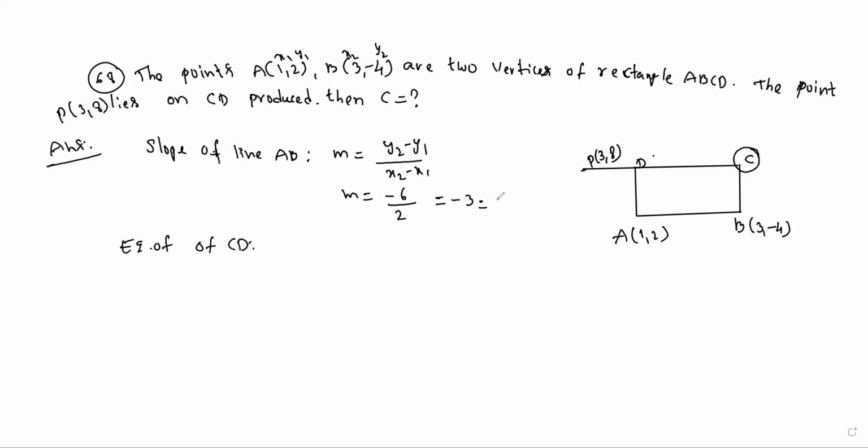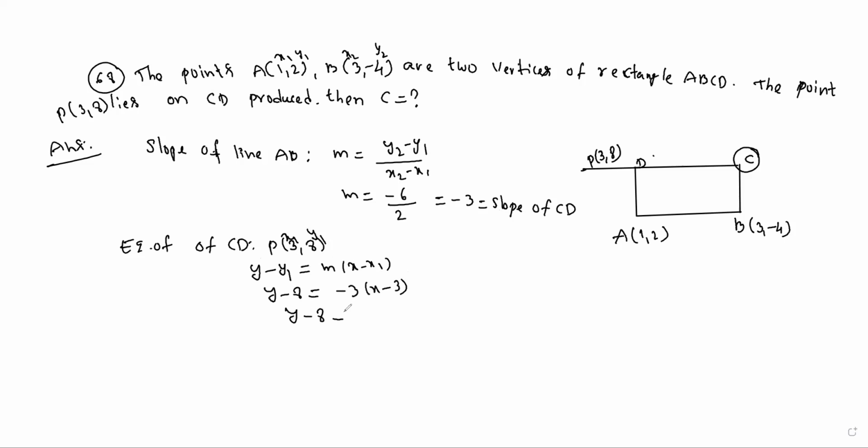Now we will find the equation of CD. This is also the slope of CD, because AB and CD are both parallel to each other. And this is passing through which point? P(3, 8) and having slope m equal to minus 3. Point slope formula: y minus y1 is equal to m into x minus x1. Here this is x1, y1. So y minus 8 is equal to minus 3 into x minus 3. Now y minus 8 is equal to minus 3x plus 9. That is, in total, 3x plus y minus 17 equal to 0.